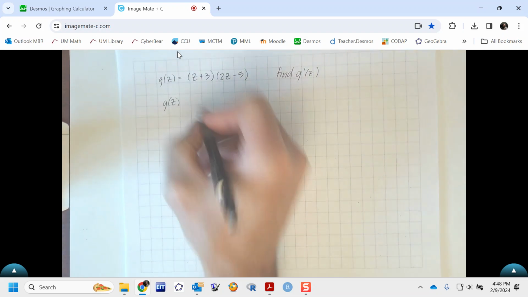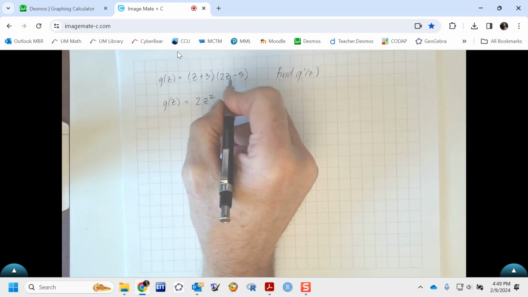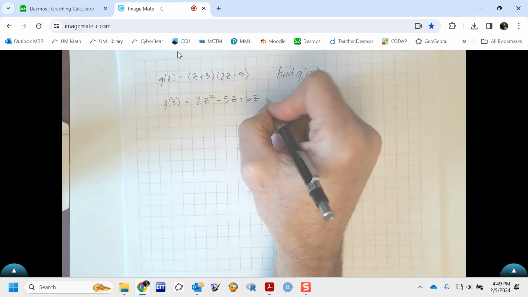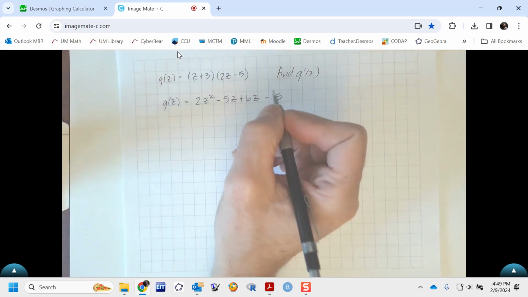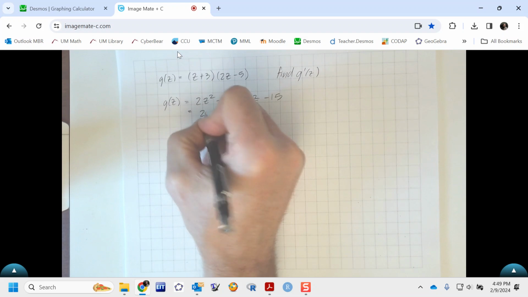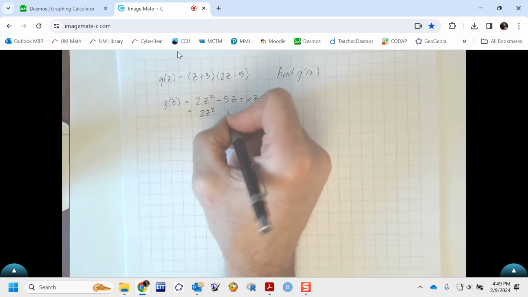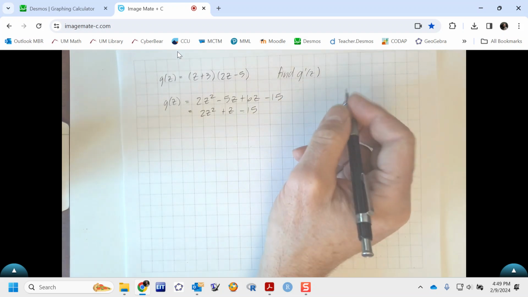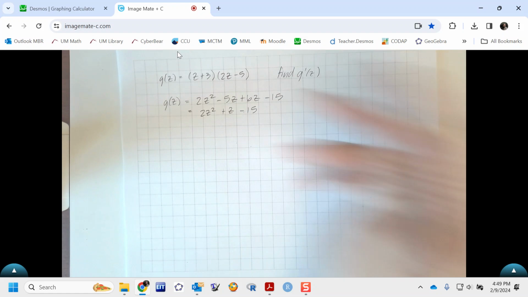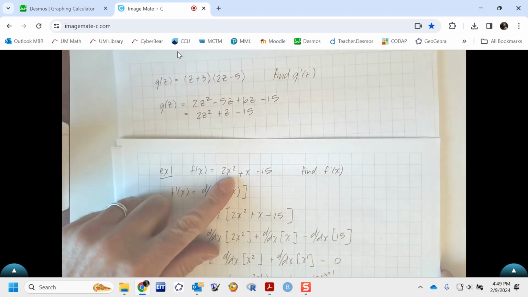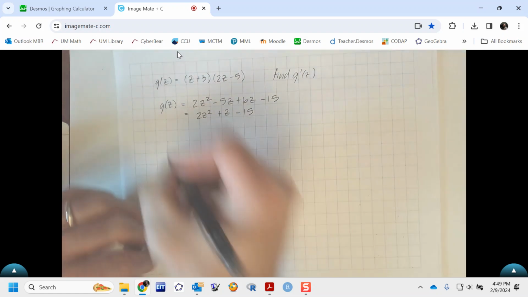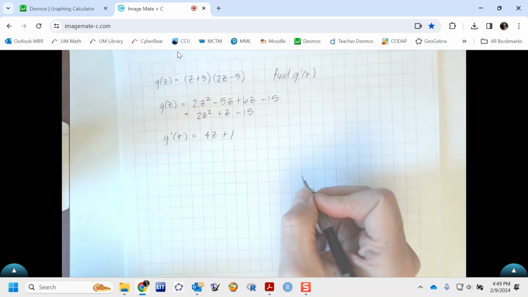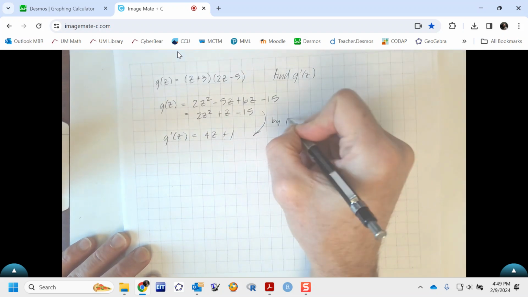If you go ahead and multiply it out, you get 2z squared for the first term, minus 5z plus 6z minus 15. So that means that g of z is really 2z squared plus z minus 15. And this was kind of a joke. I don't know if you noticed, but it's actually the exact same function we just did. So we know this derivative right away from the previous one. g prime of z is just going to be 4z plus 1, by the previous example.